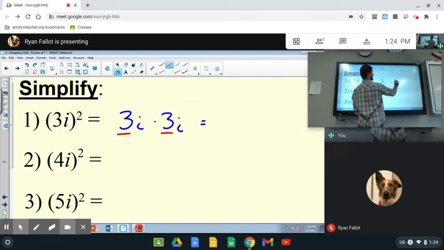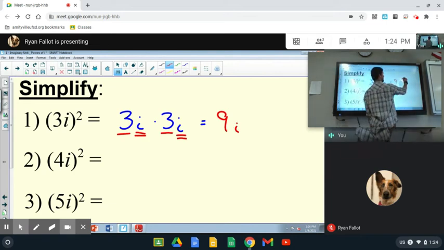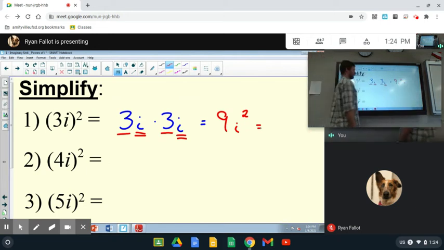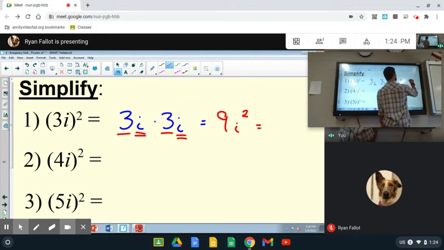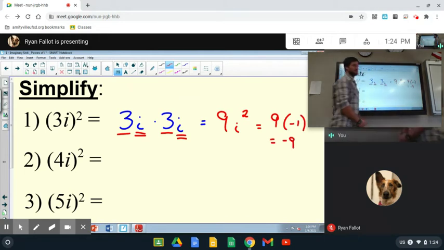3 times 3 is 9. i times i, or like x times x, would be i squared. Okay? You're done except 1 point deduction because i squared is equal to what? I realize no one's live, so no one's going to answer that. 9 times -1, because i squared is equal to -1, is -9.